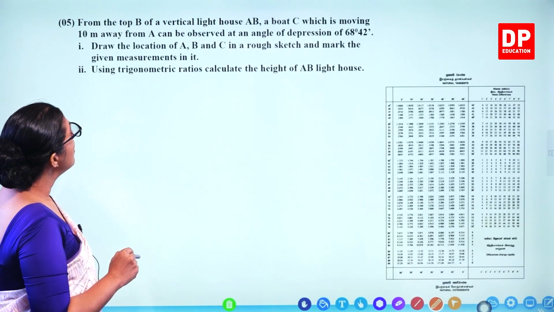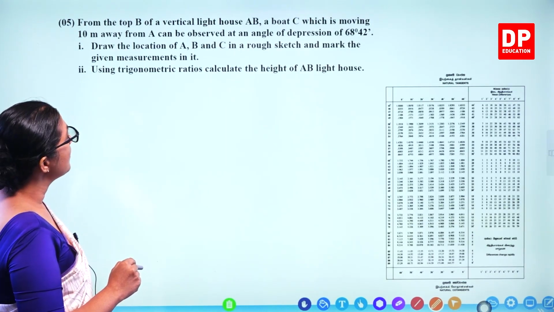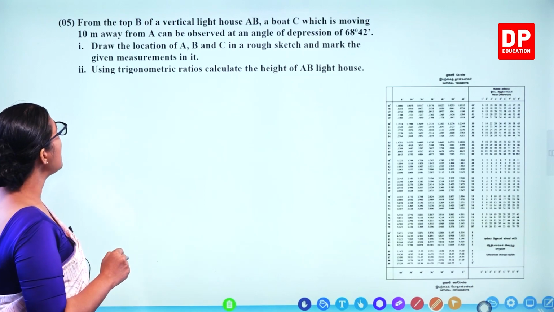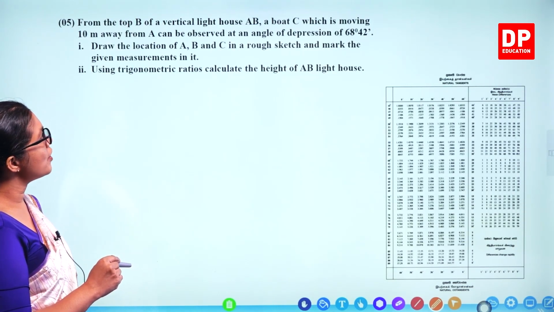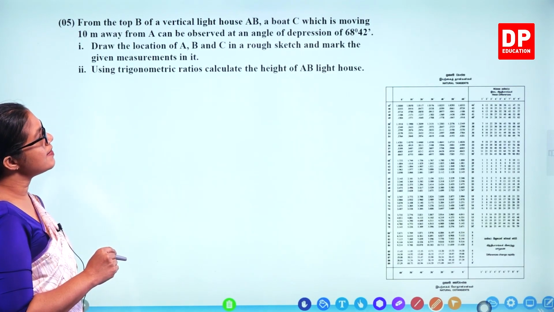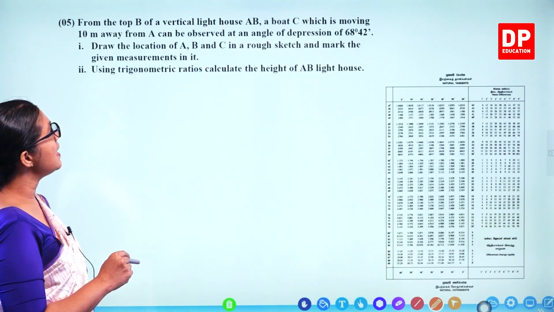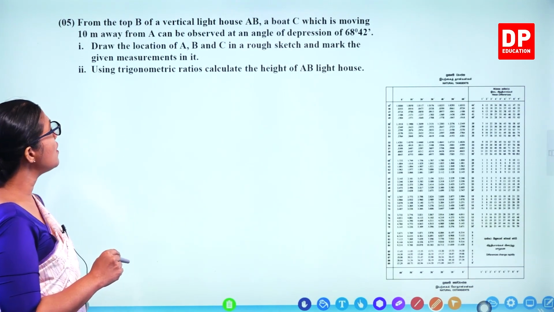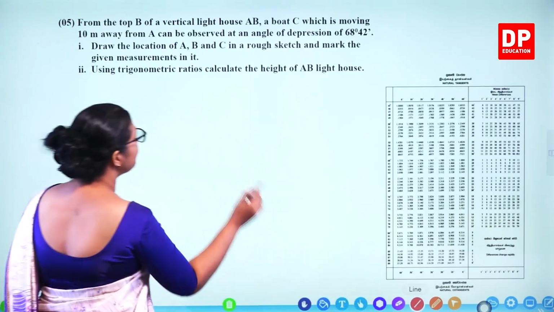From the top B of a vertical lighthouse AB, a boat C which is moving 10 meters away from A can be observed at an angle of depression of 68 degrees and 42 minutes. Draw the location of ABC in a rough sketch and mark the given measurements in it. So, we'll try to sketch it.